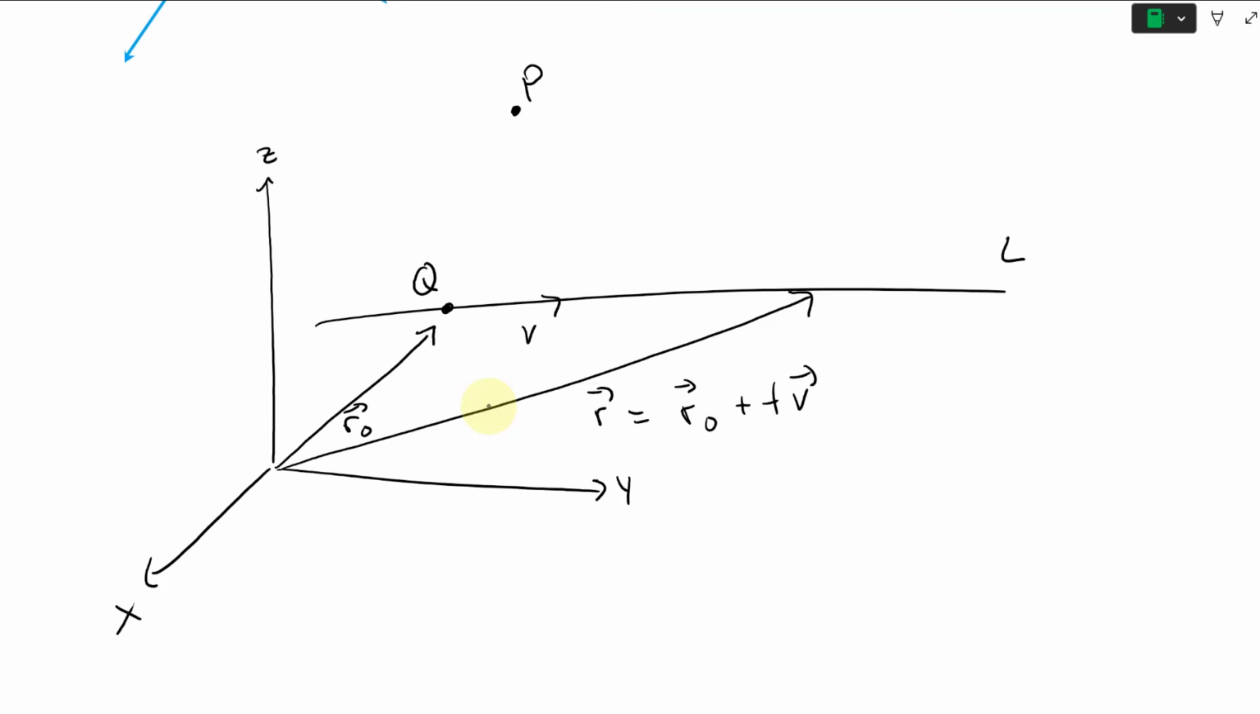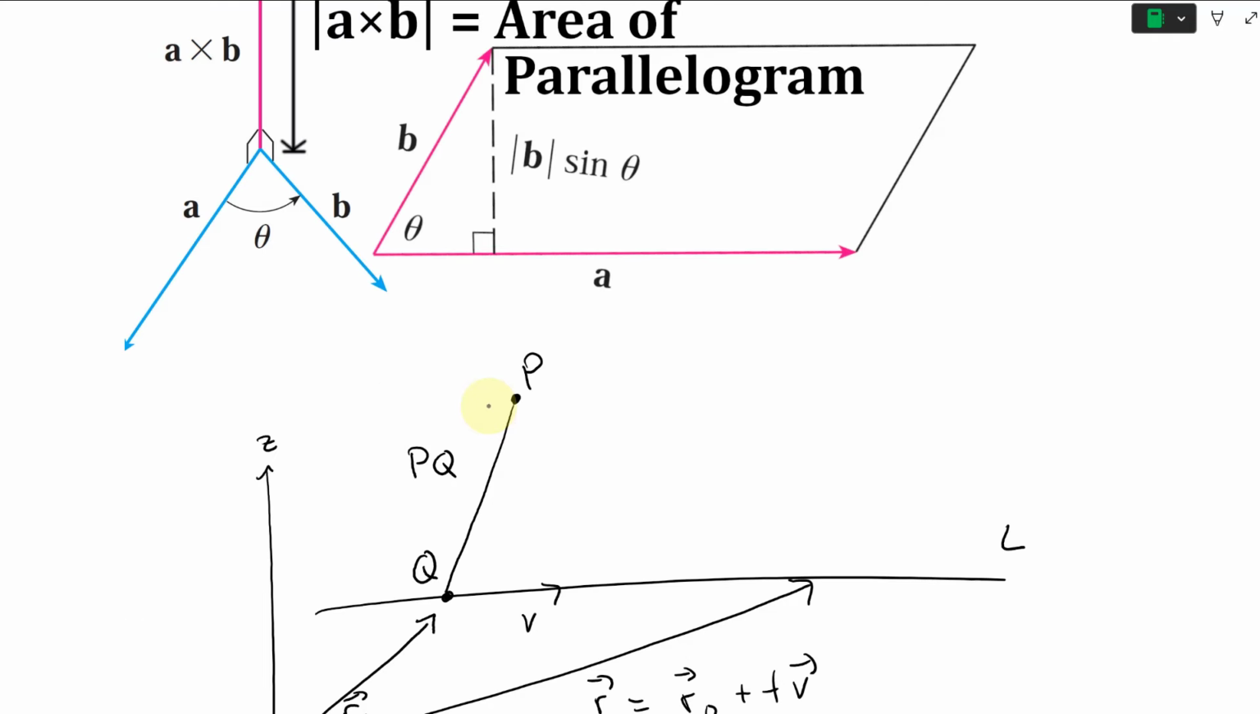And again, we use the area of the parallelogram. So we'll take this vector, the vector PQ, from P to Q. It doesn't matter which direction because we're taking absolute values and distances. So what we'll do now is, the area of the parallelogram, we'll just parallelogram it all the way across there.